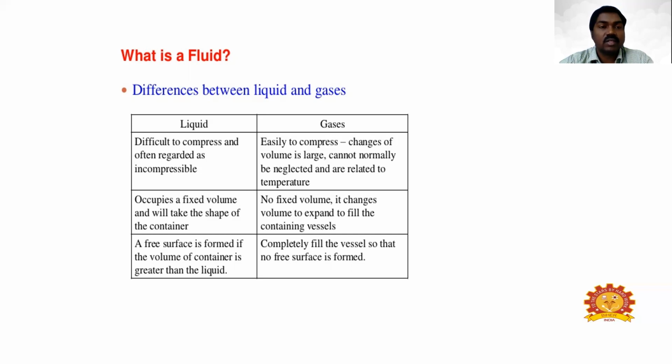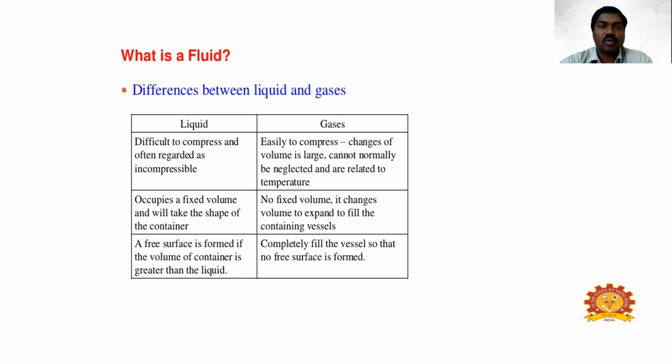Next, as we saw previously, we fill a container with liquid up to a certain level. It occupies a fixed volume and takes the shape of the container. The third point is that a free surface is formed if the volume of the container is greater than the volume of the liquid.